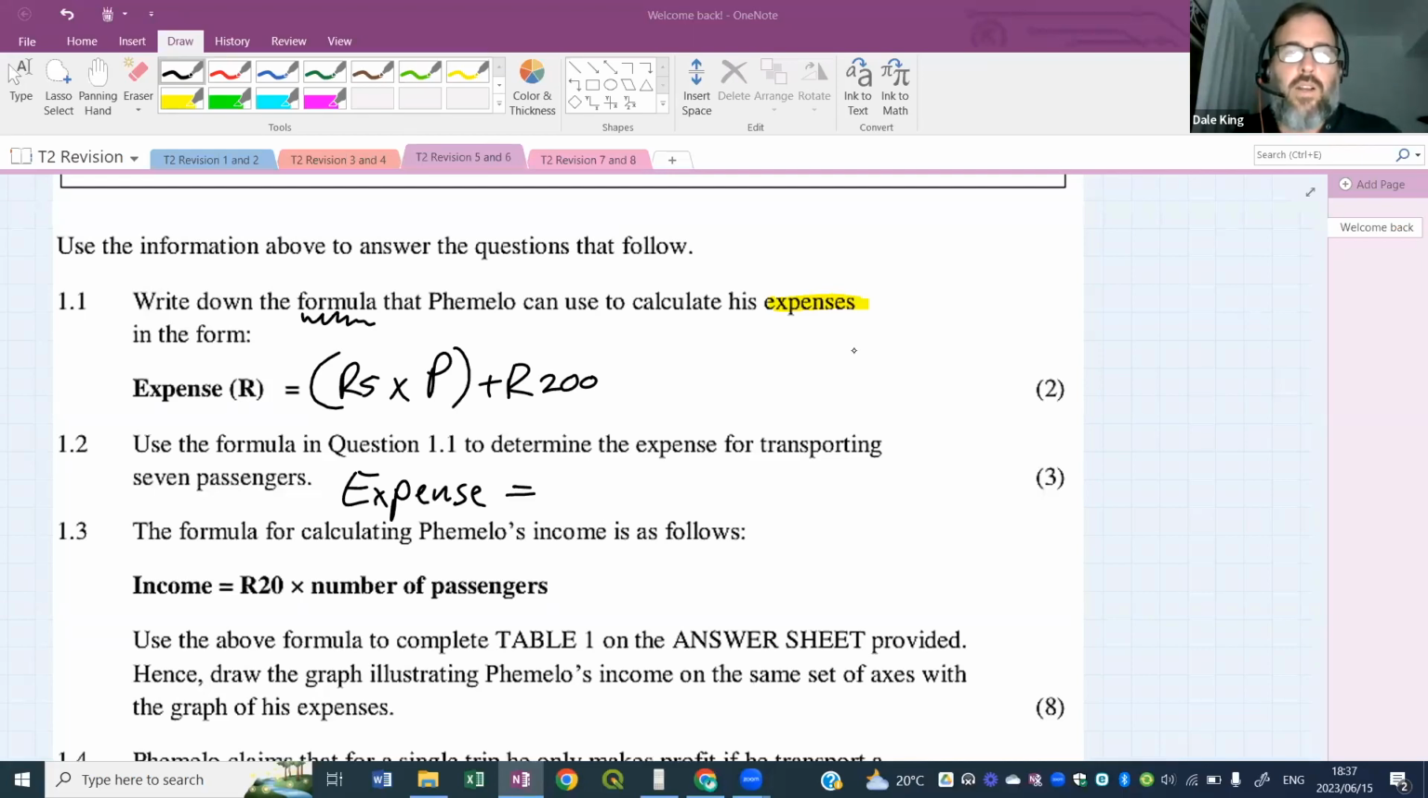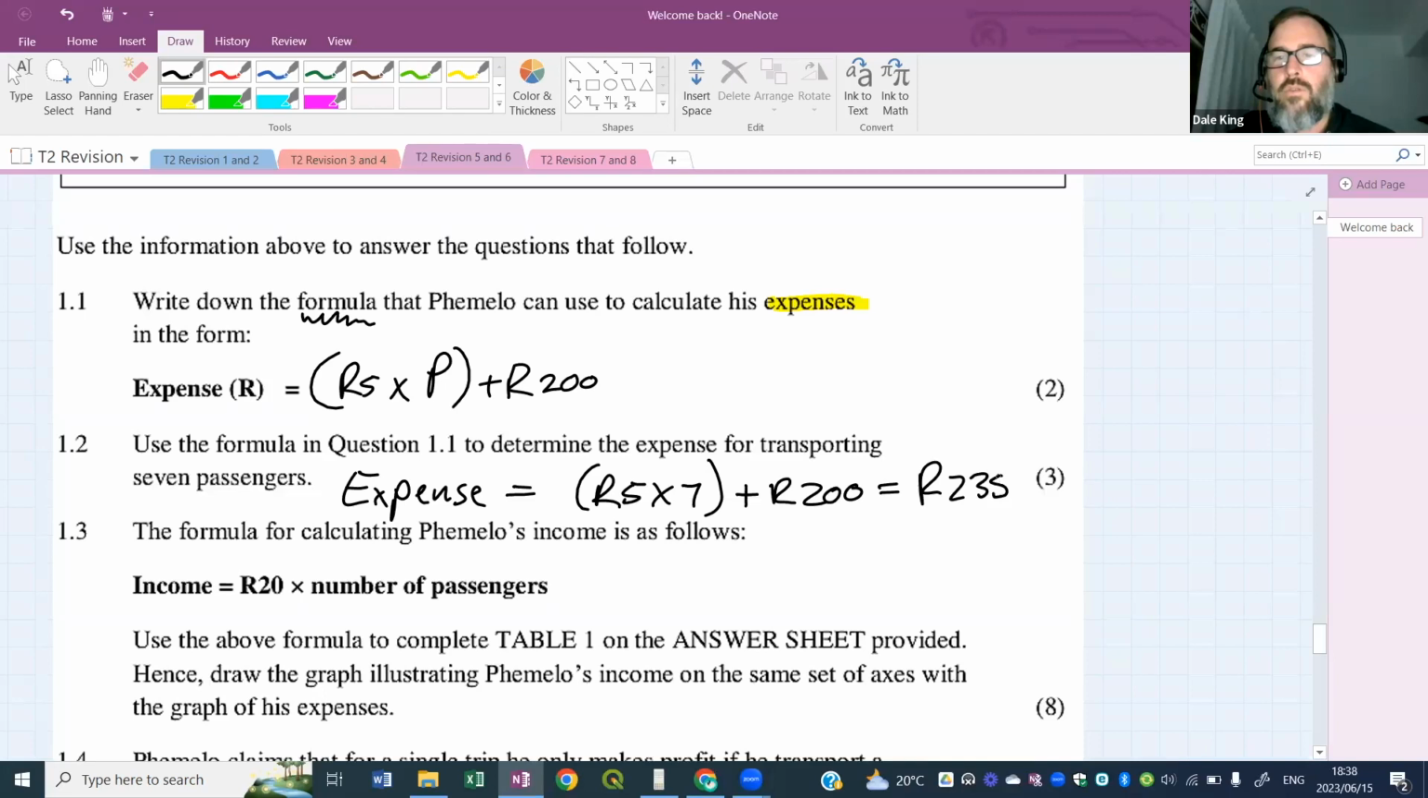There we go, Bianca. All right, so we're going to say 5 times 7. That's how many passengers there are. We put the units, 5 times 7 plus 2 rand. And we have to determine this now. So we need to find an answer. Okay, so 5 times 7 is 35, plus 2 is 37 rand. So you can see how easy it is when you've got a formula to work out the expense for any number of passengers.